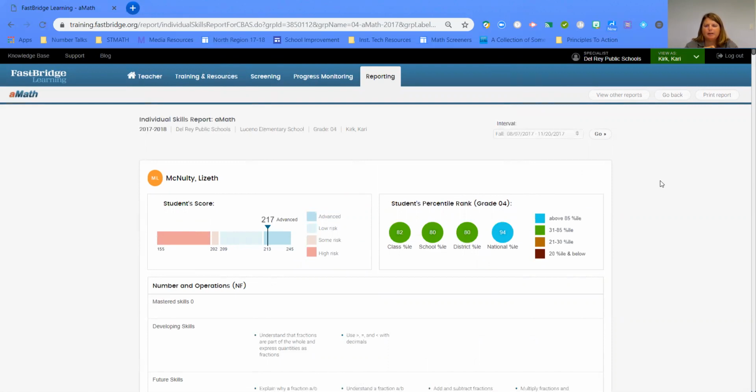Please do not item analyze. Do not look for those skills that students need help in, and please do not use this to direct your instruction. Just use it to assess the health of the universal instruction, and then use it to identify your students that are at risk.